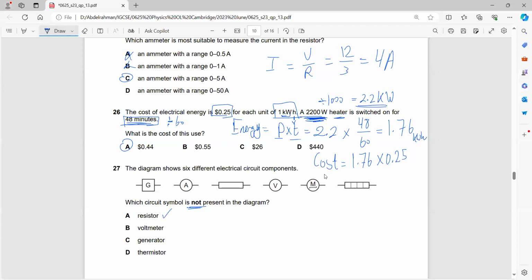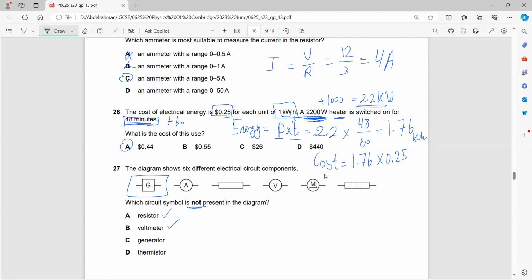Do I have a voltmeter? Yes, I have a voltmeter. Do I have a generator? Which of these is a generator? This is a generator. G, that's it. It's as simple as that. A generator is a box with a G inside.